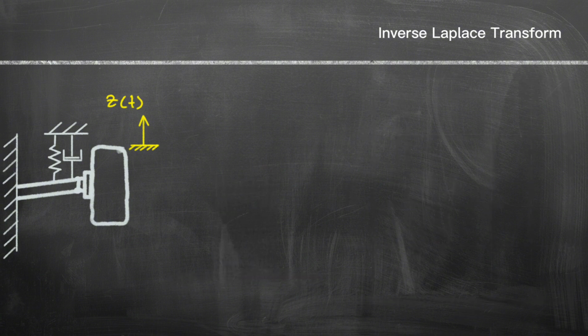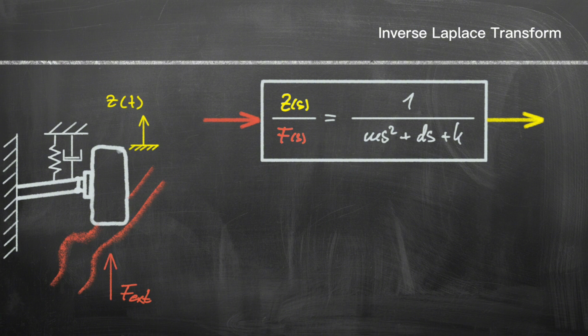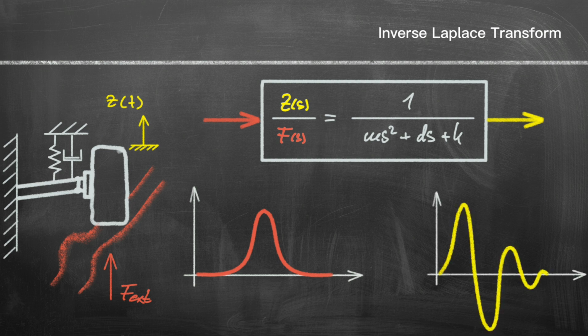Now imagine again the wheel axle that runs over a small bump, which introduces an external force into the system. In this way, we have a dynamical system that experiences an impulse excitation at the input, and we're interested in its response over time, so the impulse response. We will determine this in 4 steps.